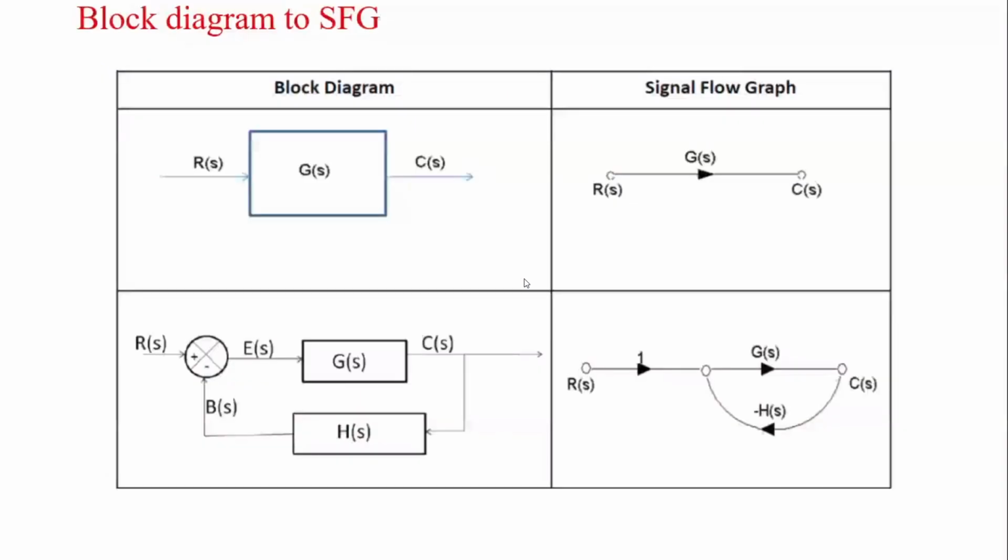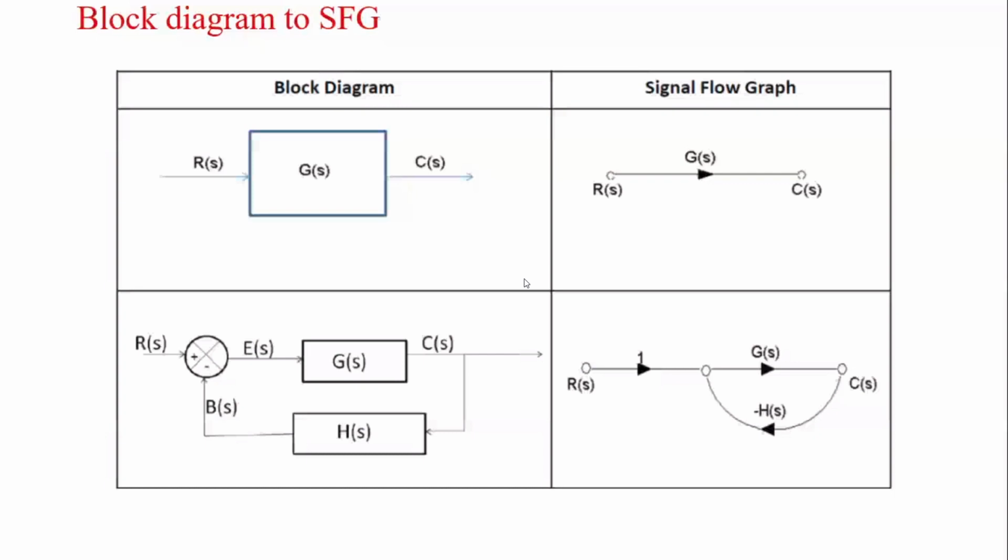So next is writing Mason's gain formula for a given block diagram. We have seen how to write SFG for a given circuit diagram. Now converting block diagram to SFG. So that means we have obtained the ratio of output divided by input by reducing the given block diagram to canonical form. One thing is that the number of steps involved is more. Second thing is you cannot easily find the ratio between any two parameters using the block diagram reduction technique.